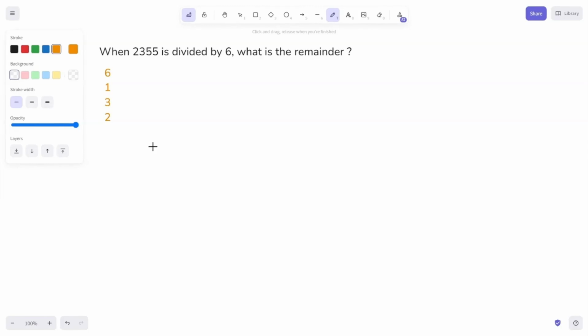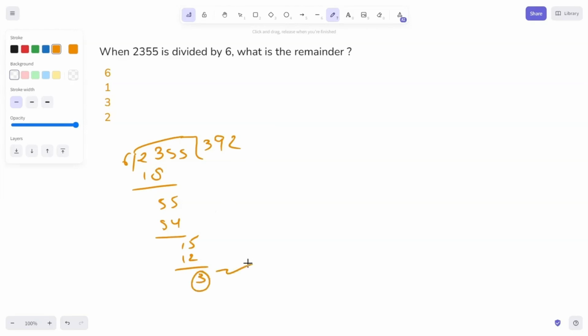So as you can see, this is our question. When 2355 is divided by 6, what is the remainder? So we can calculate the remainder by simply performing the division algorithm here. 2355, so I will simply write 2355 divided by 6. 6 3s are 18, and it will become 5, and 6 9s are 54, and 6 2s are 12, and 3. So as you can see, 3 is the remainder. So our third option is the correct option.